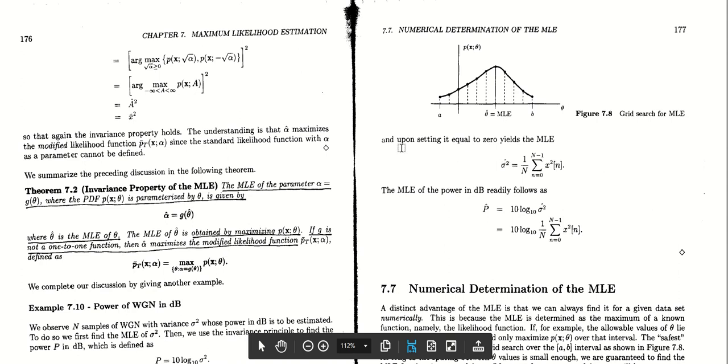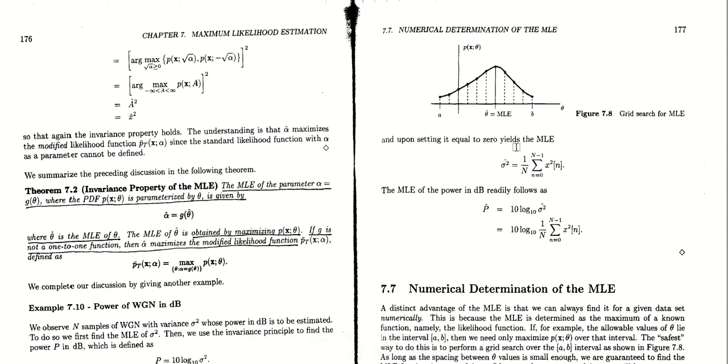Okay, so eventually you set it to 0. It yields the MLE for this, and then the MLE of the power in dB readily follows as 10 log 10 of this. So again it verifies the invariance principle, if we are interested in power in dB.